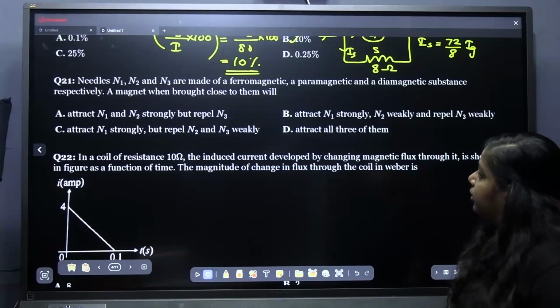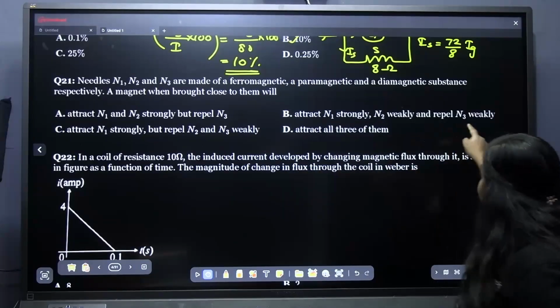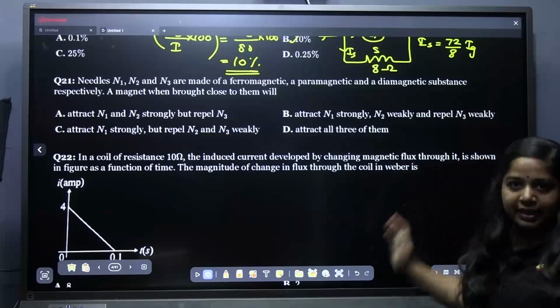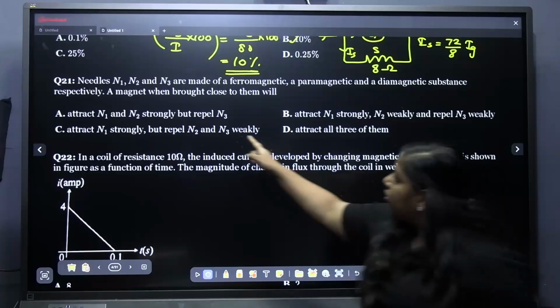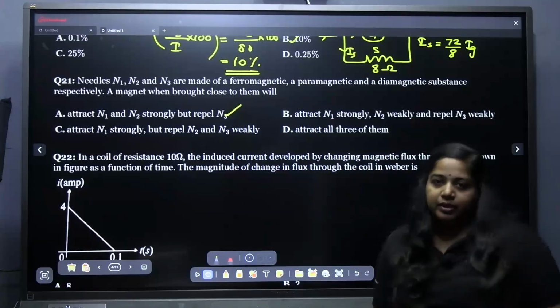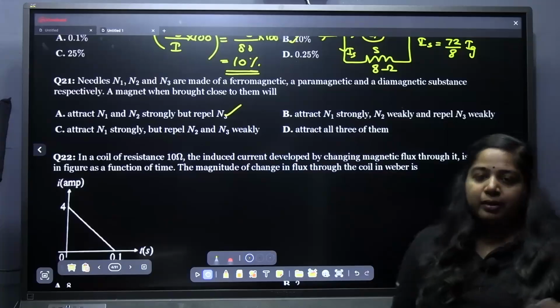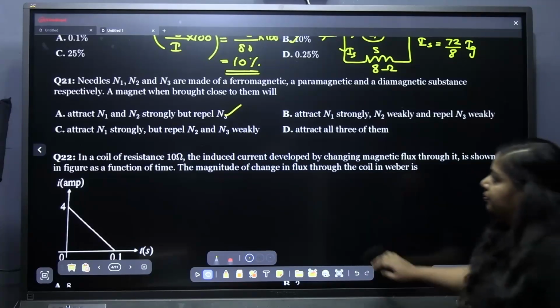Option B. No. Option A. N3 is not repelled weakly. It is repelled strongly only. So we cannot say B or C. So option A is the answer. N1 and N2 will be attracted strongly and N3 will be repelled.